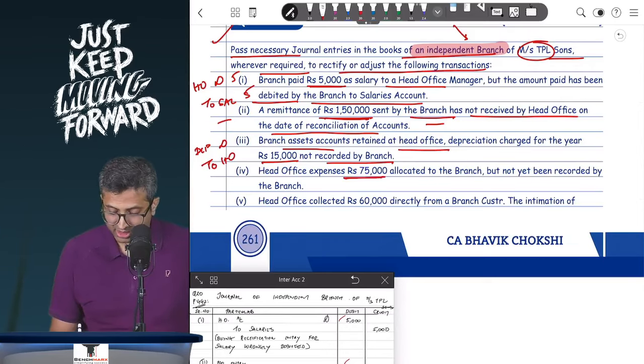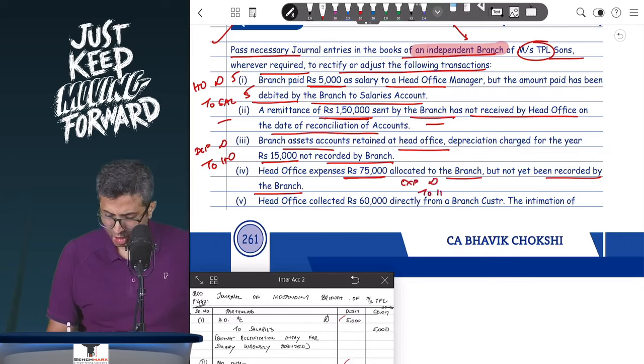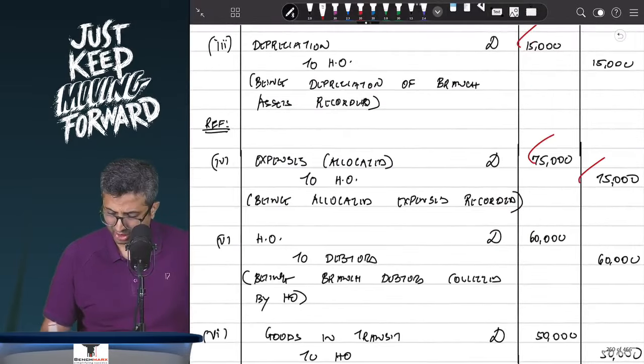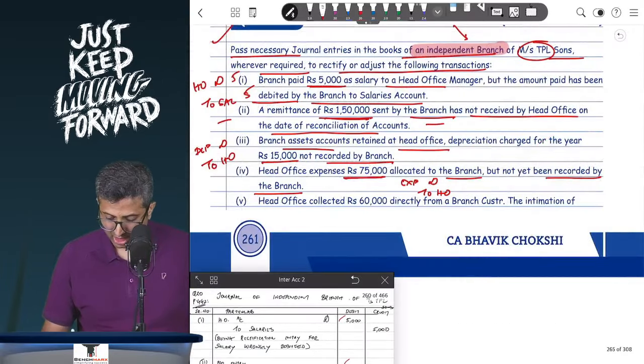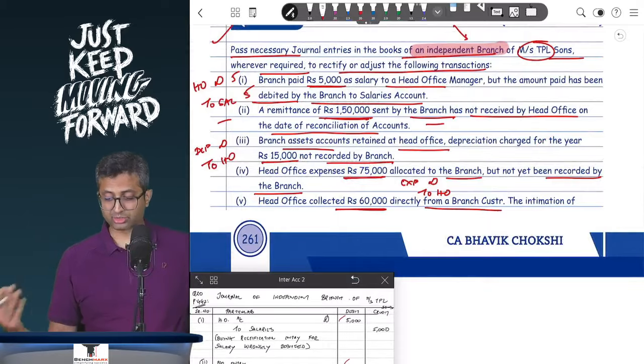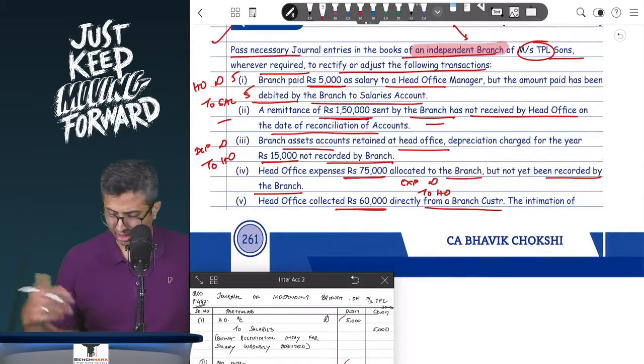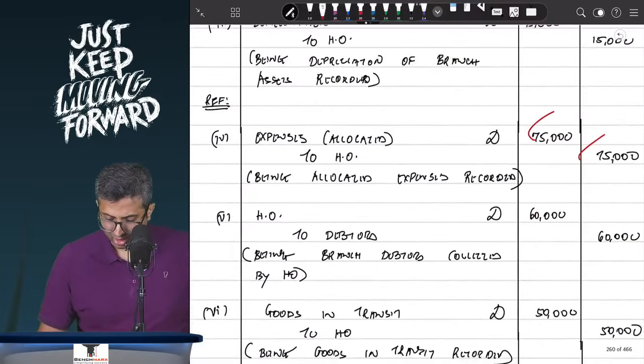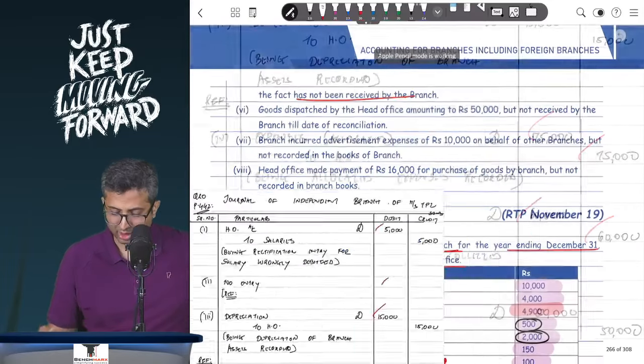Head office expense of 75,000 allocated to branch, but not yet recorded by the branch. So this is expenses of the branch to HO. This is 75,000. Expense account debit to HO 75,000. Head office collected 60,000 directly from a branch customer. So branch customer should be credited. Debtor is to be credited. Head office is to be debited. Intimation has not been given. So this is head office account debit because they have collected it from the debtors of the branch.